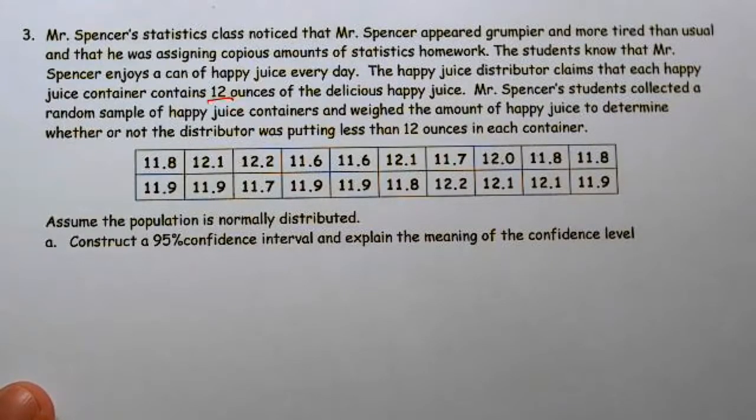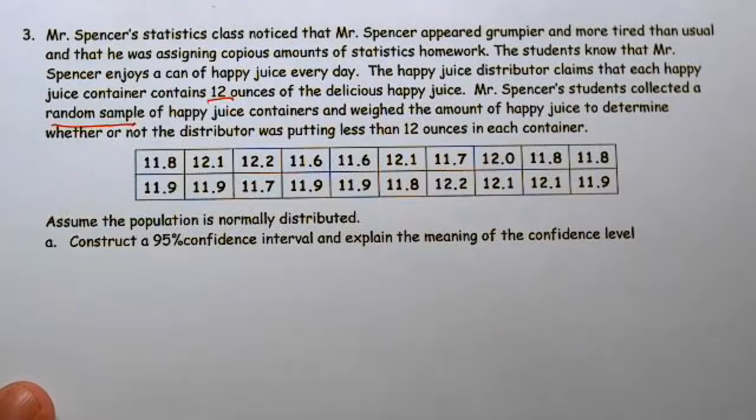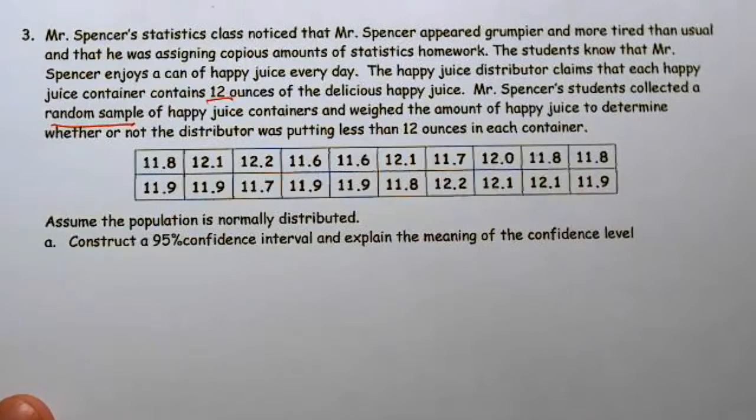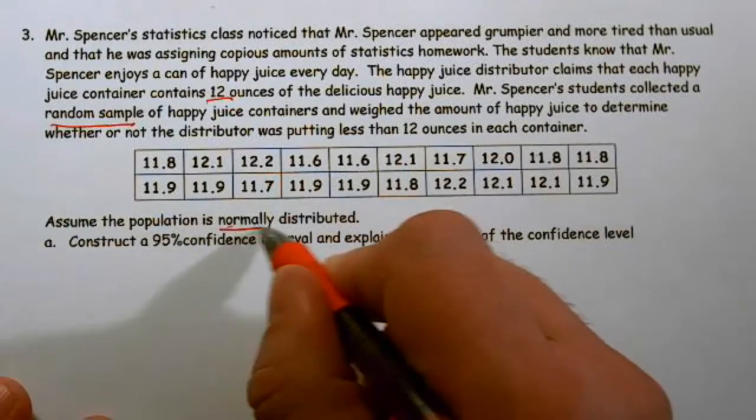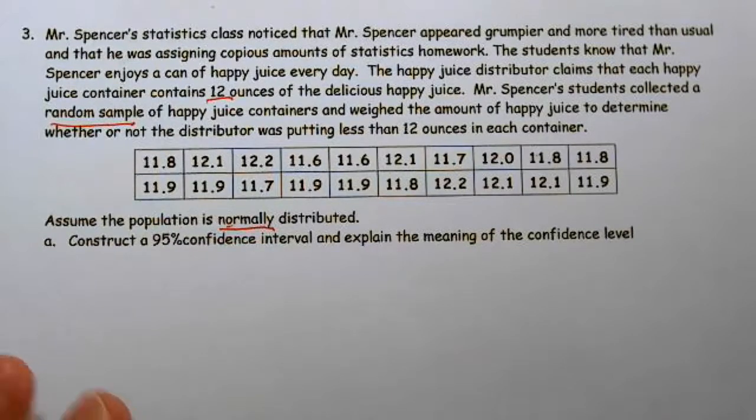The Happy Juice distributor claims that each Happy Juice container contains 12 ounces of the delicious Happy Juice. Mr. Spencer's students collected a random sample of Happy Juice and weighed the amount of Happy Juice to determine whether or not the distributor was putting less than 12 ounces in each container. Assume that the population is normally distributed. Construct a 95% interval and explain the meaning of the confidence level.